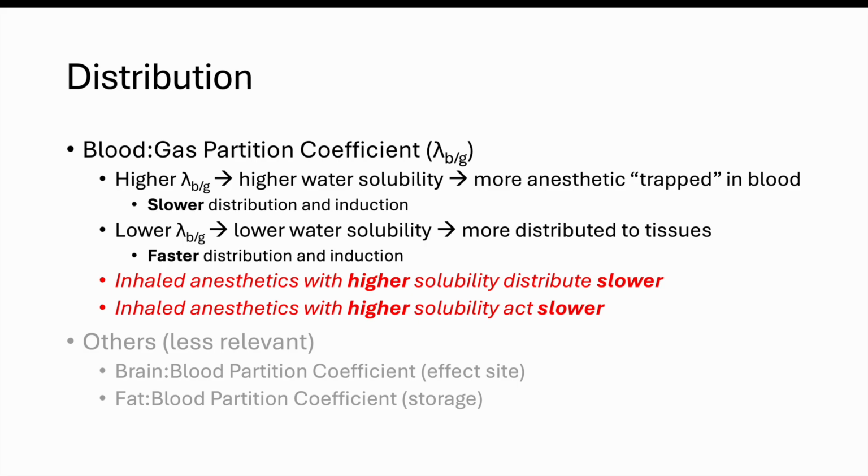Therefore, an anesthetic with a higher blood-to-gas partition coefficient will have a slower distribution and slower speed of induction. Similarly, an anesthetic with a lower blood-to-gas partition coefficient will have a faster distribution and faster speed of induction. Again, the more soluble an anesthetic is in blood, the less it is able to enter into tissues like the brain or skeletal muscle, where it should have its primary anesthetic effects.